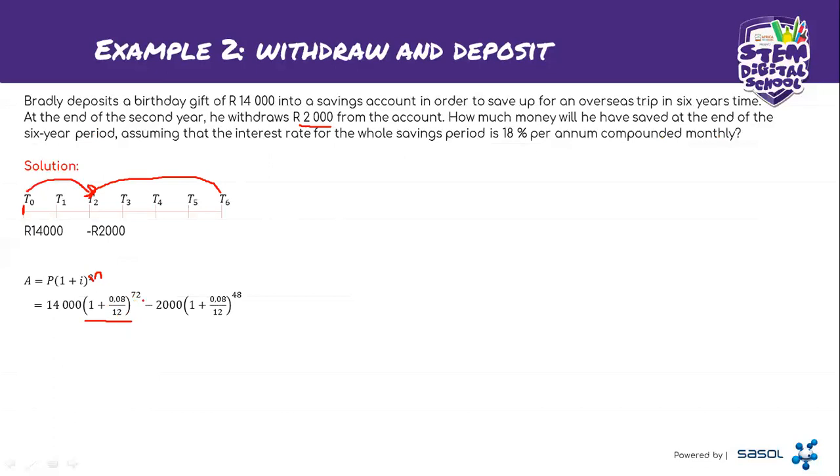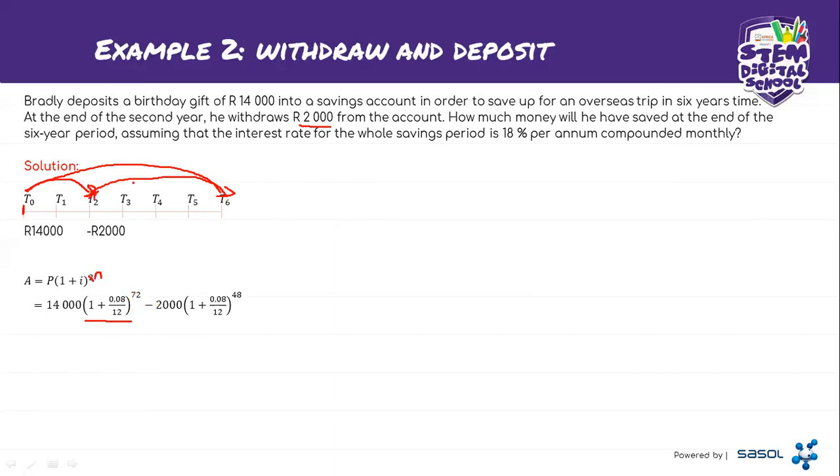What is this? 72. So 12 times 6 is 72, if I'm not mistaken. Yes, 6 times 12 is 72, meaning we're going to calculate this one from year one up to the last year, which is the 6th year. And so it's 12 times 6, minus this one.